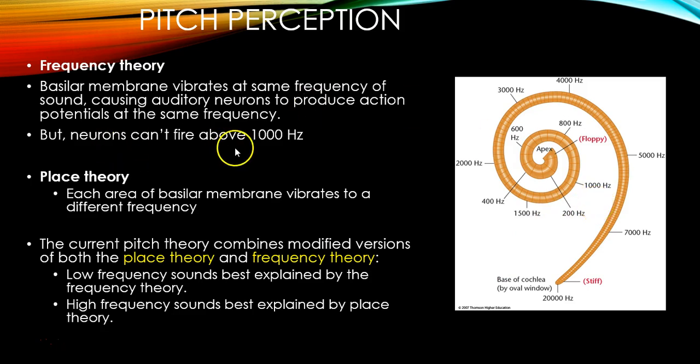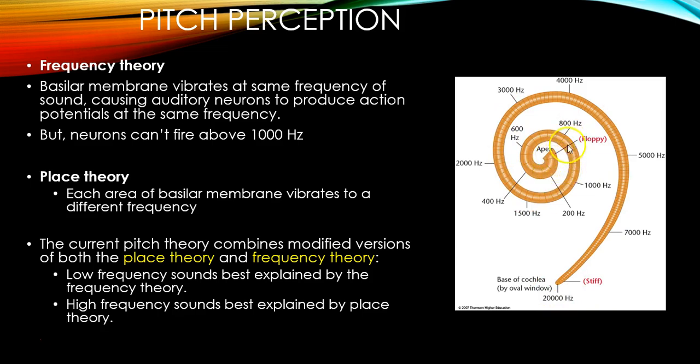But neurons can't fire above 1,000 hertz, or 1,000 cycles of a sound wave per second. So that's a problem of the frequency theory, because we can hear sounds above 1,000 hertz. And that gives us the place theory, which is that each area of the basilar membrane vibrates to a specific or a different frequency.